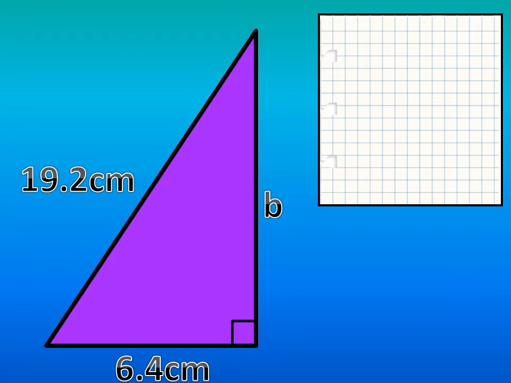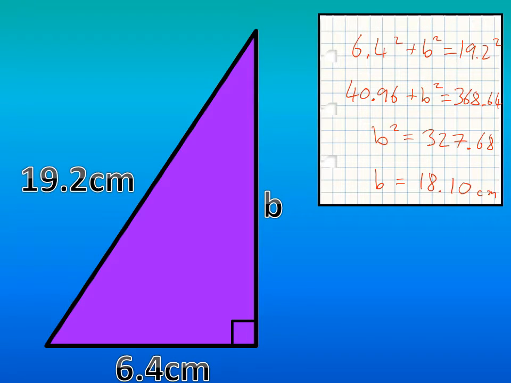Have a go at this question by yourself then. Write your answer to 2 decimal places. And the answer is 18.10 centimeters.